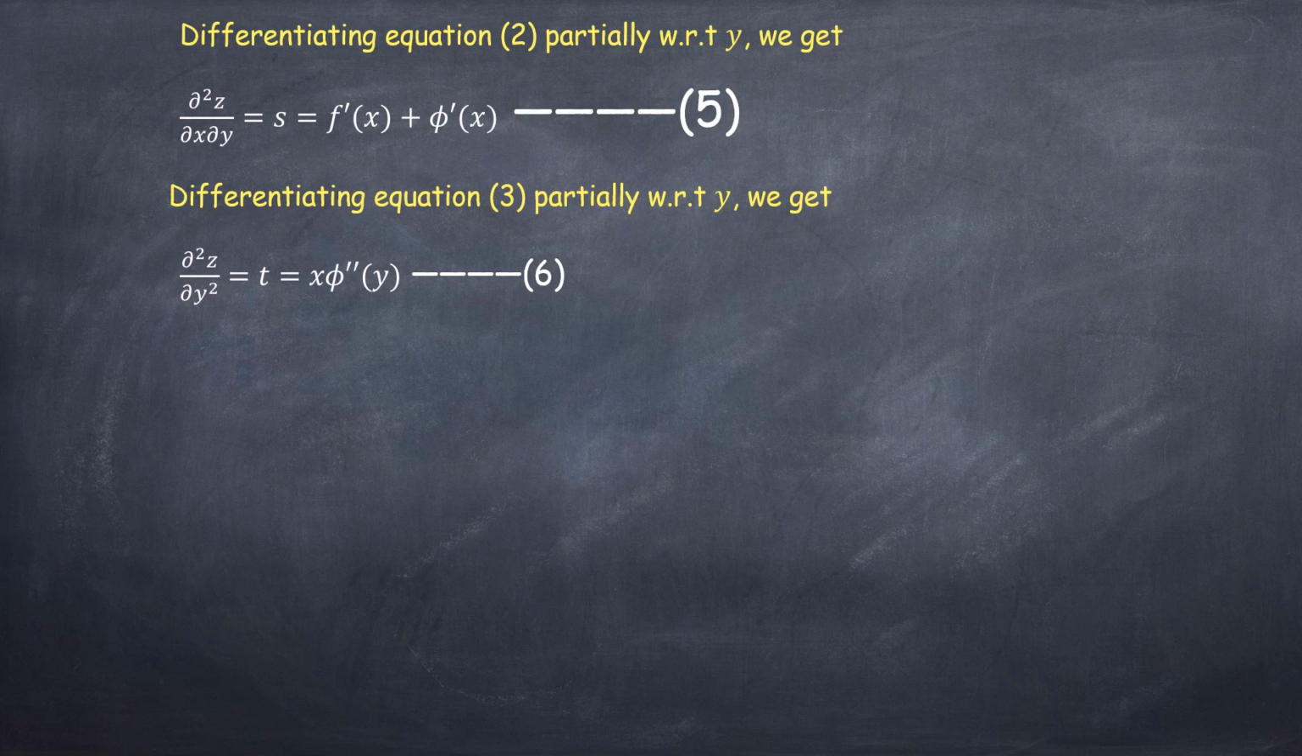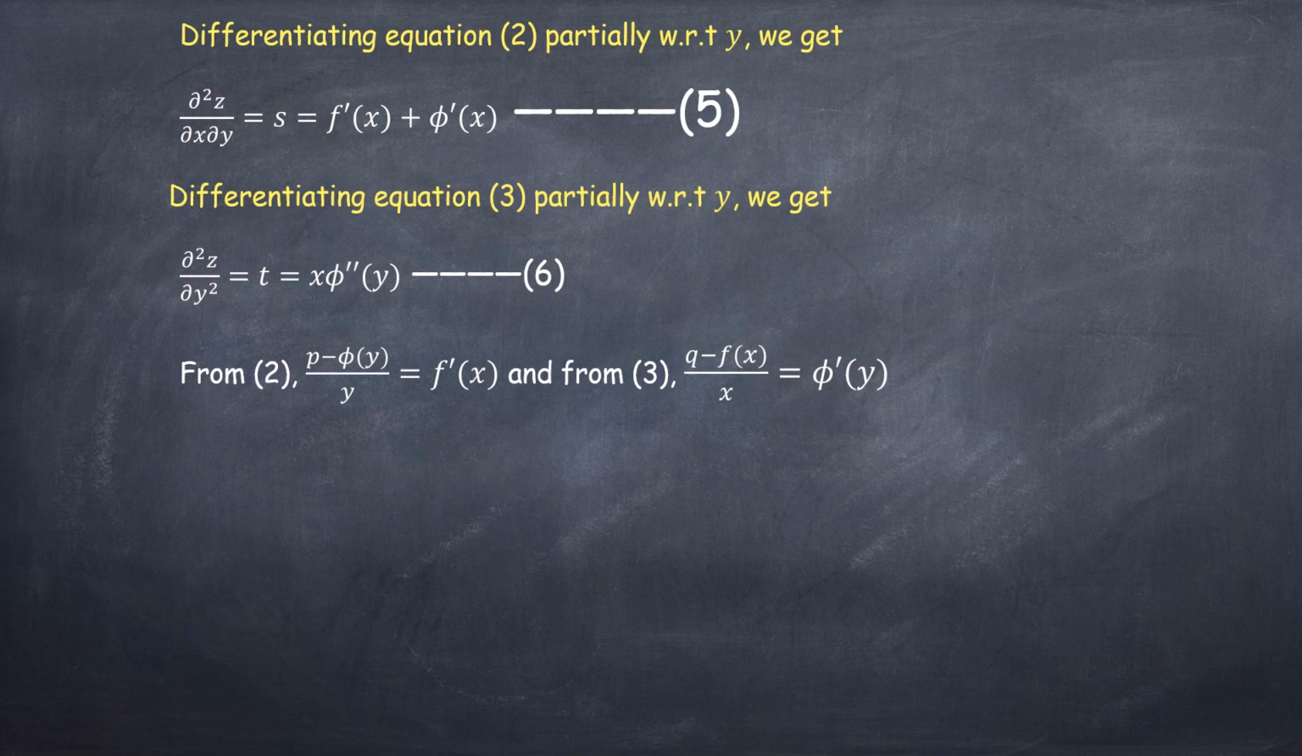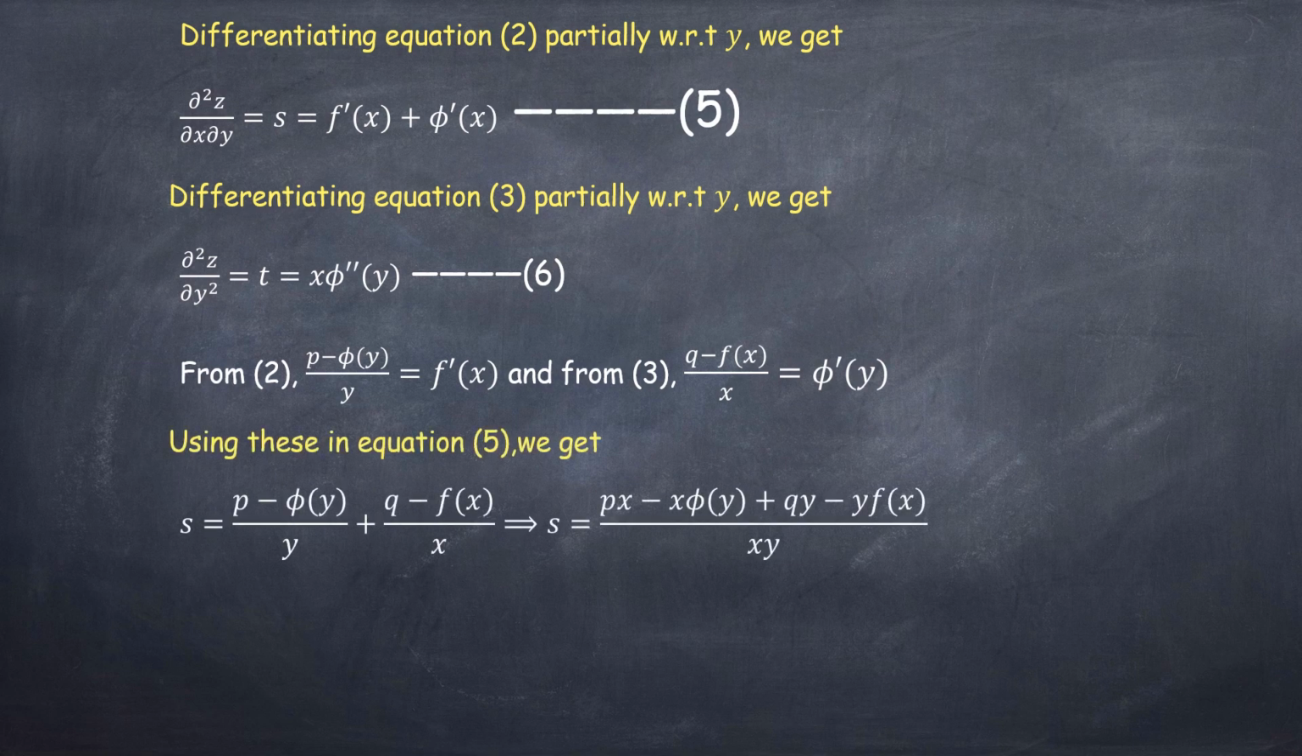Also observe equation number 3, 4 and 5. In 5 we have f dash and phi dash. In equation number 2 and 3 also we have f dash and phi dash. So from equation number 2 and 3, you get the values of f dash and phi dash in the form of p minus phi of y by y and q minus f of x by x. Substituting these in equation number 5, we get s is equal to p minus phi of y by y plus q minus f of x by x. Take the LCM and cross multiply to the other side.